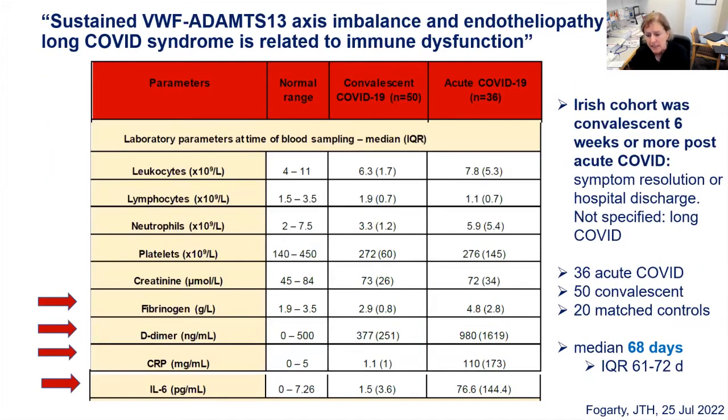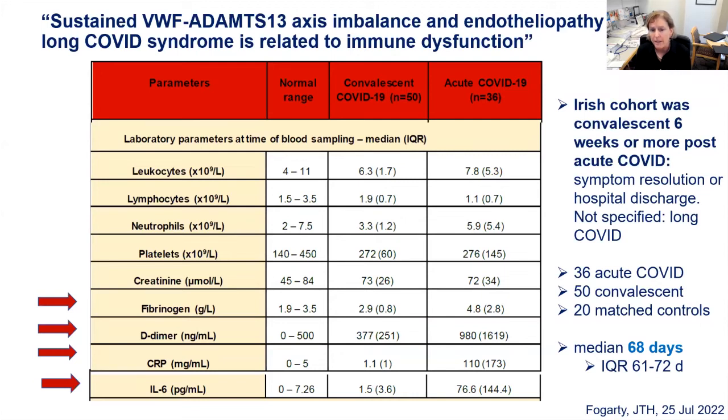Another paper that I want to highlight was just published in July of this year, and the title is Sustained VWF ADAMTS13 Axis Imbalance and Endotheliopathy in Long COVID Syndrome Is Related to Immune Dysfunction. This is table 1 from this paper from the Irish group, in which they assessed convalescent plasma samples from patients with COVID-19 and compared them to acute COVID-19. In the next set of experiments, which I'll show on the next slide, they compared to 20 matched controls. These convalescent samples were taken a median of 68 days after symptom resolution or hospital discharge.